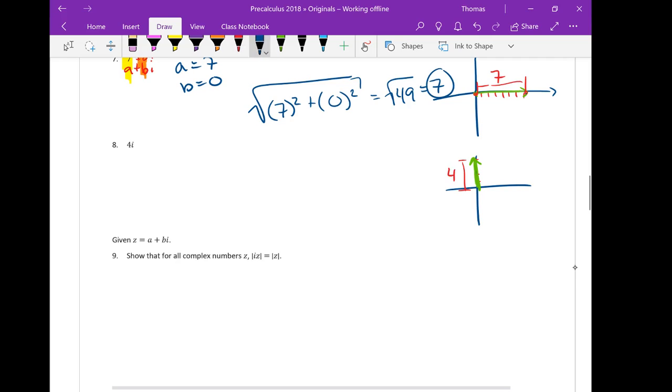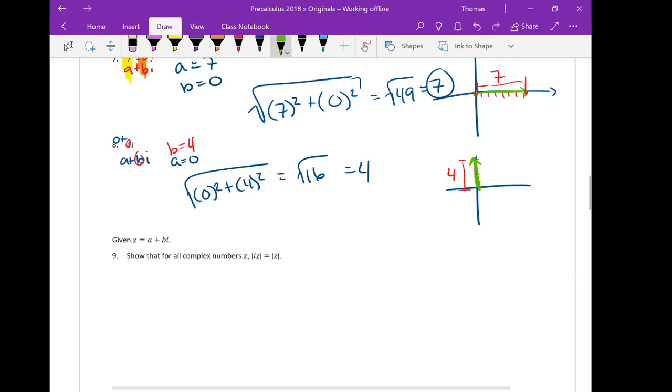Let's check it algebraically. A plus bi. Well, b is the coefficient on the i, so b is 4. And a, there's no a. In other words, a is 0 here. In our equation, 0 squared plus 4 squared, square root of 16, 4. Sure enough, algebraically, we get 4, and geometrically in our picture, we get 4.